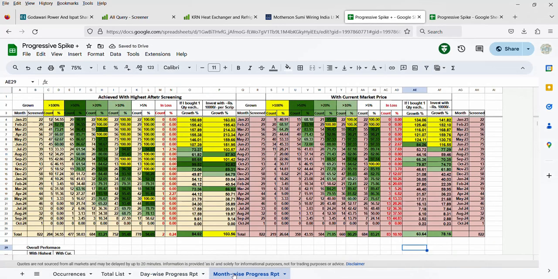And if you look into this with the current market price, if someone was investing 10,000 rupees in each script which came in the screener, the January 2023 pick is at 141% present value. In February, 29 came in the screener and it is 152%. In March, 56 came and it is 168%. Similarly in April also. So you can find how much it has improved, and the latest recent months also you can find.